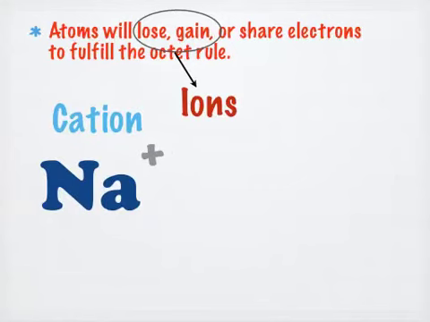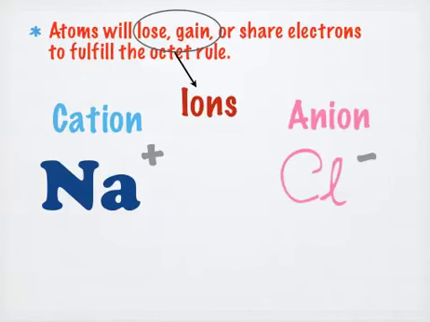Sodium hates that it has 1 valence electron on the outside of its ring, so it loses it. It becomes what's called a cation. Remember the way we remember cations? Cats have paws, okay, cat, paws, got it. Anions, like this chlorine, are negative, because they gain an electron.